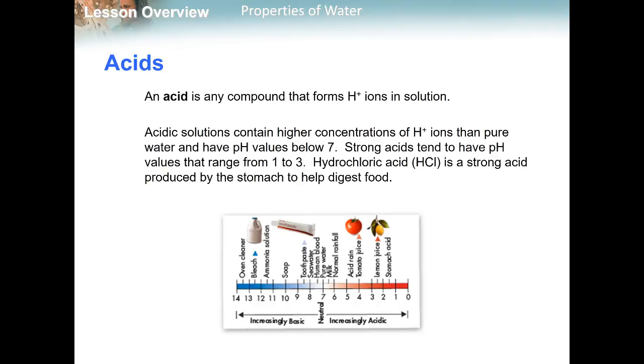Acid is any compound that forms hydrogen ions in a solution. So we know stomach acid we were talking about is a very strong acid. Stomach acid is actually called hydrochloric acid. It's one of the strongest acids that are in your stomach that helps with the process of digestion, and it can range anywhere on the scale from a pH of 1 to 3.